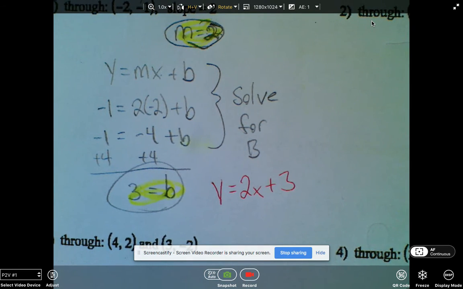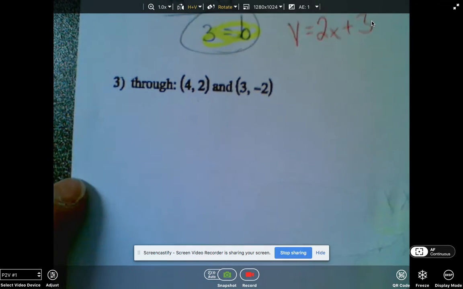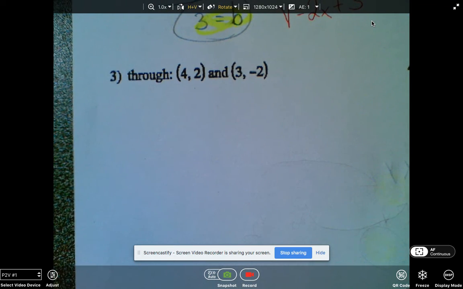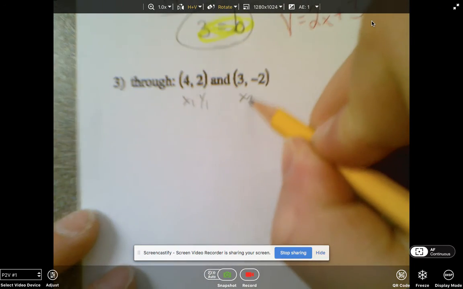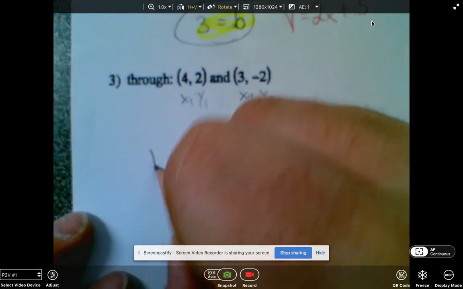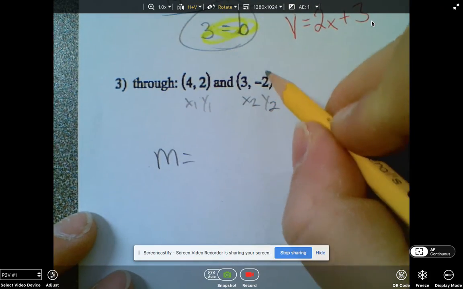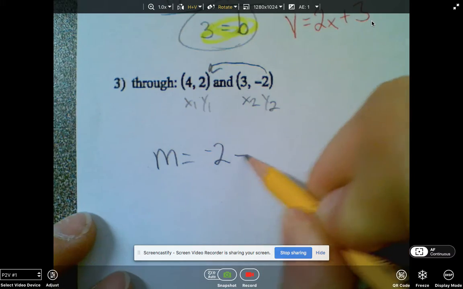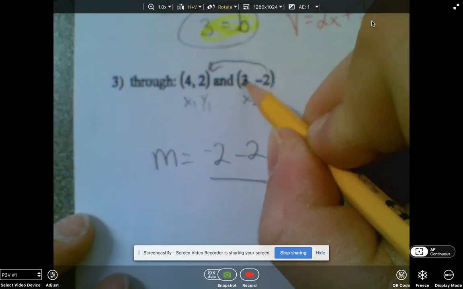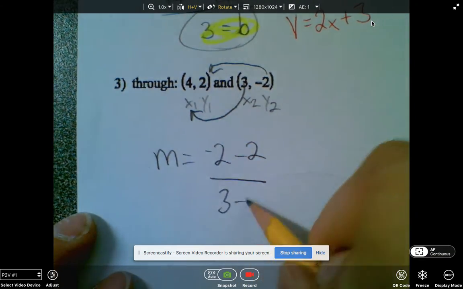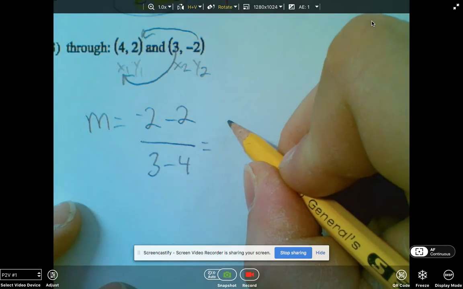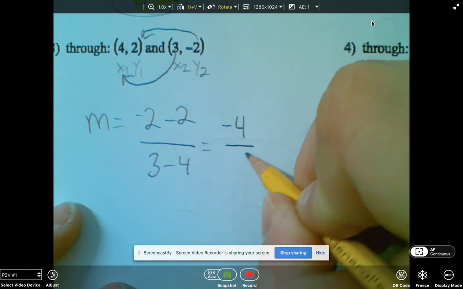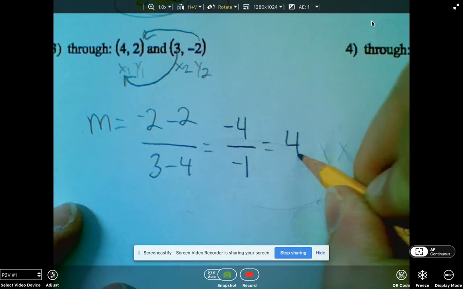This one's going to be more work because you're not going to be given the slope. You're going to have to solve for it. So here I'm going to start my work to find the slope: x1, y1, x2, y2. M equals, so now I'm going to subtract my y's, -2 minus 2, subtract my x's, 3 minus 4. So my slope turns out to be, can anyone tell me what the slope comes out to? -4 over -1, which is just +4.